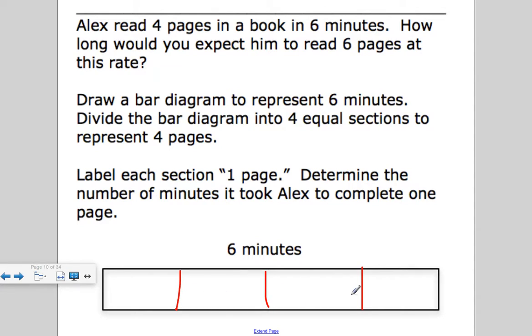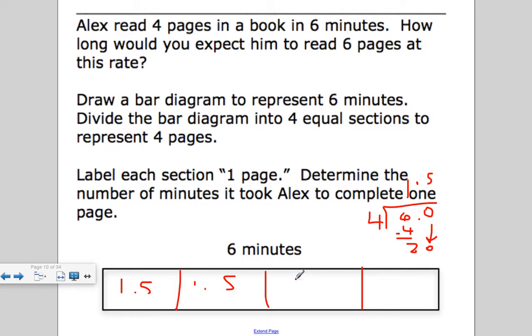So each section represents a page. So we have 6 minutes, and we need to divide it into 4 sections. Let's figure out how many minutes go in each section. Can 4 go into 6? 1 time. If I subtract this, 6 minus 4 is 2. I need to get rid of that remainder. So you put a 0.0 because with that, you don't change the value of 6. I bring it down. Can 4 go in 20 5 times? So it's 1.5 minutes, first page.